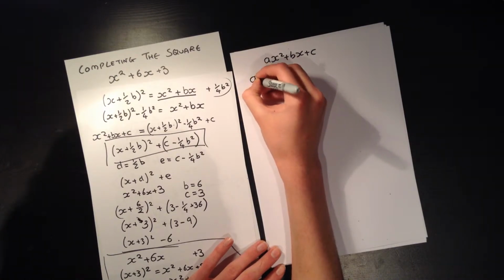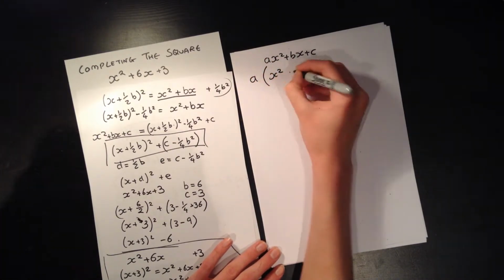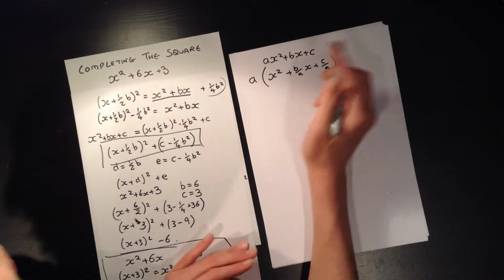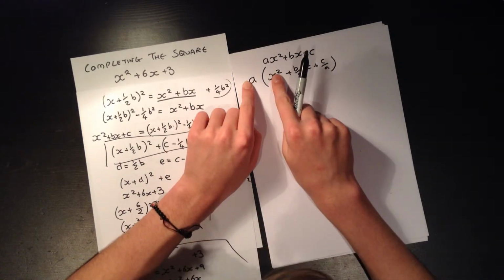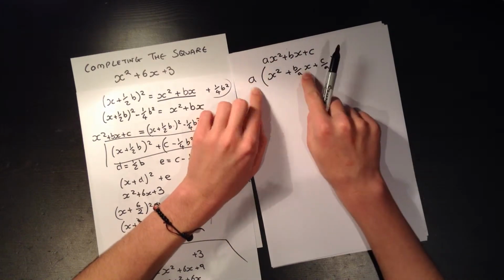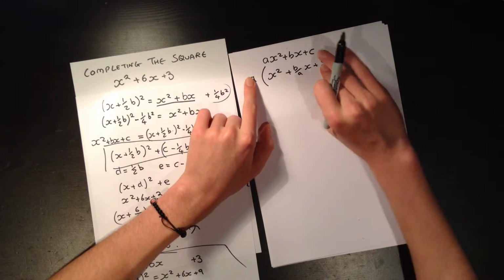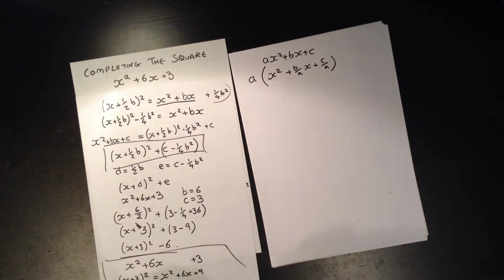So we can write this as a lots of x squared plus b over a x plus c over a, and this multiplies out because that times that is ax squared, that times that, the a's cancel, so it's bx, and that times that, the a's cancel, so it's c. So you can write it like that.